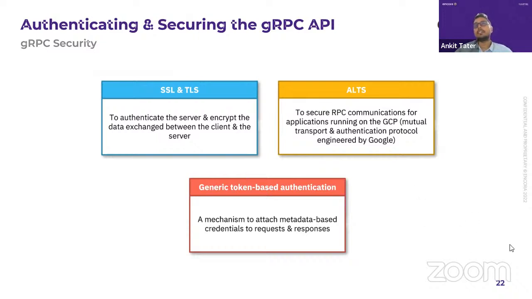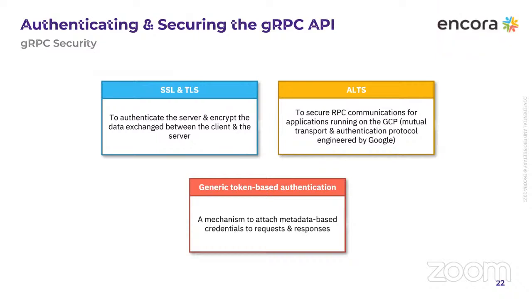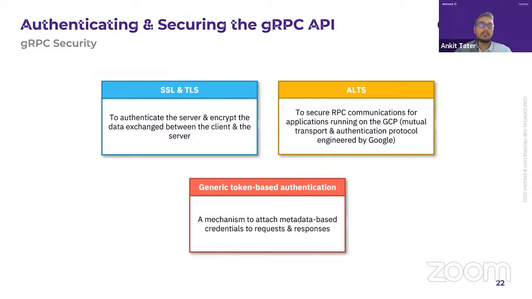Next, ALTS is application layer transport security. It's a mutual authentication and transport encryption system developed by Google. So ALTS connections are end-to-end protected with privacy and integrity. For applications running on GCP, we can implement ALTS. So it's mostly with the Google Cloud system. You cannot use it on other platforms, right? It comes with the Google application itself.